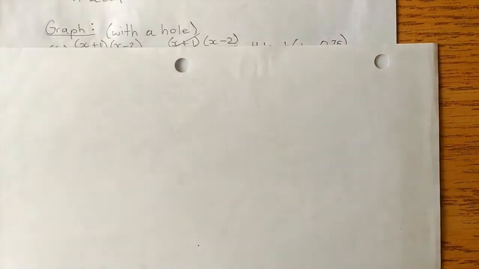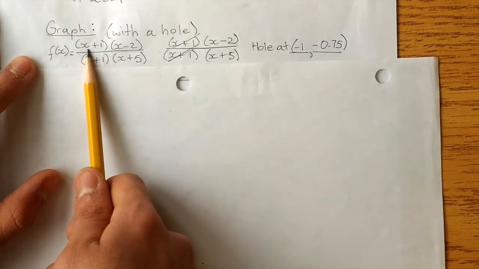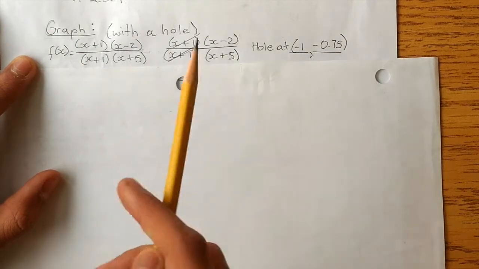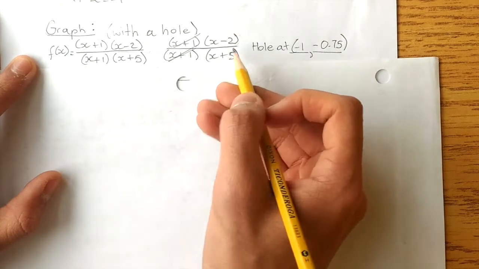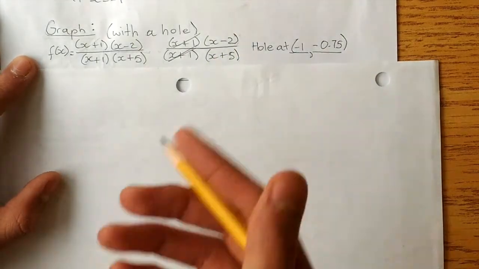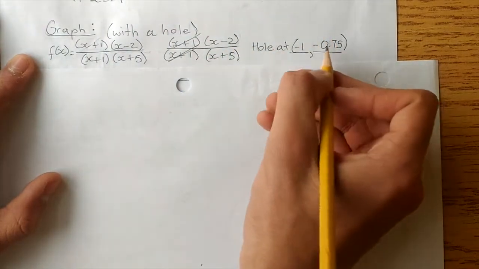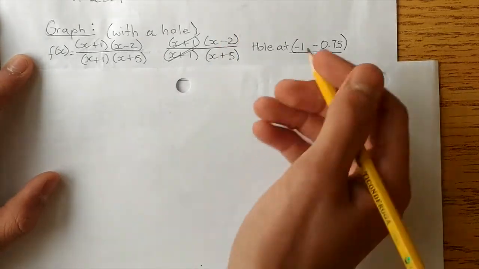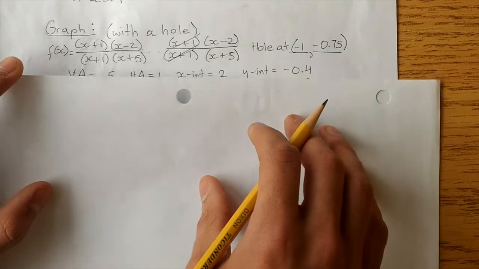Alright, now onto the paper. This is where I'll be showing you how to graph a function with a hole. We're going to be using this equation right here, f(x) equals (x + 1)(x - 2) over (x + 1)(x + 5). The first thing we do is get rid of the factor x + 1, leaving us with (x - 2) over (x + 5). Now that we know that at x = -1 there's going to be a hole, we can find the y value by subbing in that -1 into this new leftover equation, giving us a hole at (-1, -0.75).